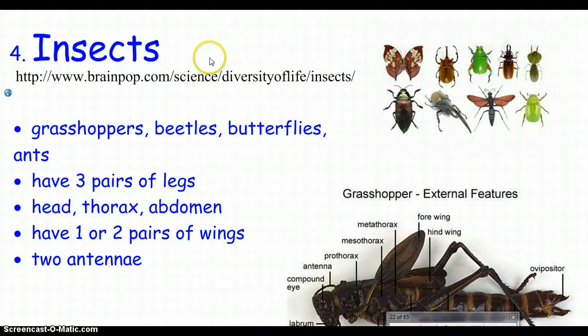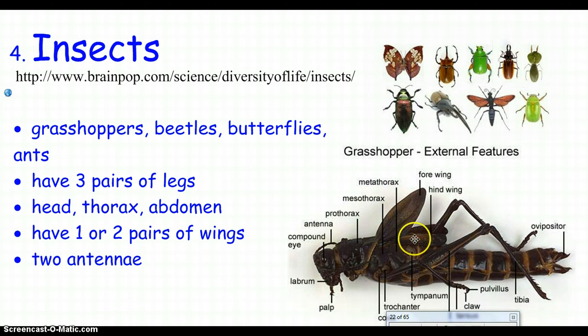So insects, taking a closer look at insects. Insects are different from arachnids. Insects have 6 legs and they have wings. Arachnids have no wings and they have 8 legs, like spiders. So 3 pairs of legs, 3 on each side. Their bodies are split up into a head, a thorax, and an abdomen. The thorax is where the wings are attached, and the abdomen is usually where the legs are attached. Here's the abdomen. They usually have 2 antennae, and they could have 1 or 2 pairs of wings.